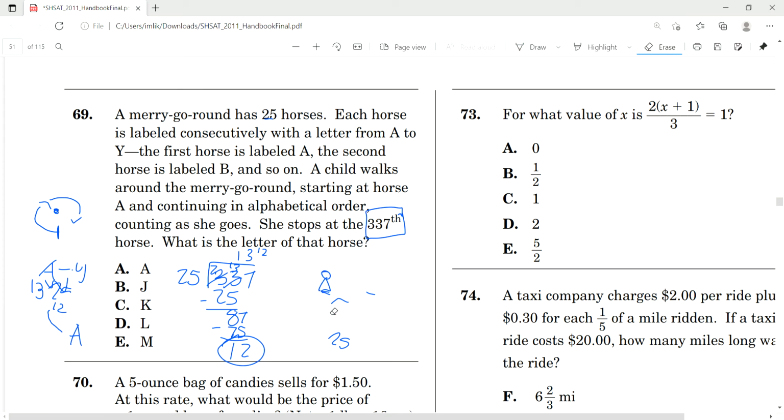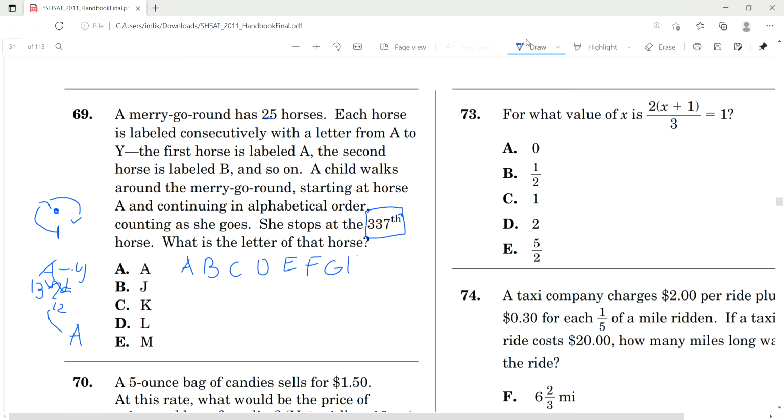So from A, our starting point, we could just count out 25 in order to find that number. So let's do it. A is 1, B is 2, C is 3, D is 4... A, B, C, D, E, F, G, H, I, J, K, L. That's 1, 2, 3, 4, 5, 6, 7, 8, 9, 10, 11, and 12. So that means the 12th horse that she'll stop on will be horse number L. I hope that made sense.